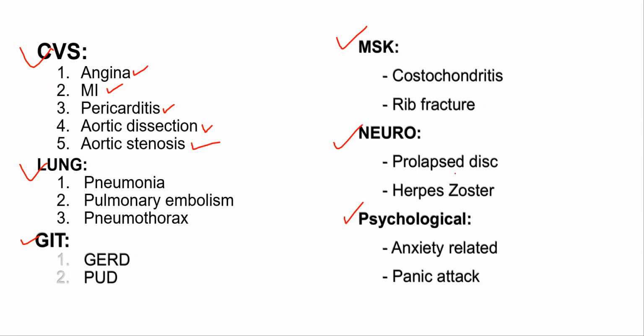Then we have some neurological causes like prolapsed disc, especially if a patient has a thoracic vertebra disc prolapse, which can also present as referred pain as chest pain. So prolapsed disc and herpes zoster can be neurological causes. And psychological, we should rule out anxiety-related causes or panic attack. So a lot of differential diagnoses are there to rule out in a chest pain patient. But please don't forget about CVS and respiratory causes, because these are the two most important ones.